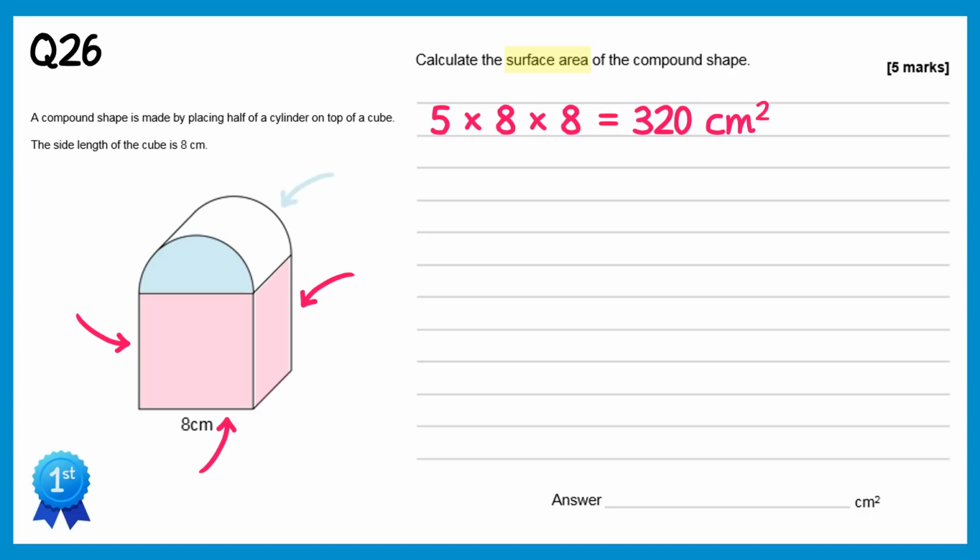There's an identical one of these around the back. 2 semicircles put together just makes a circle, so we'll do pi times r squared.